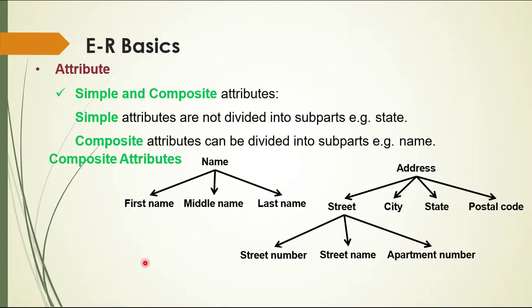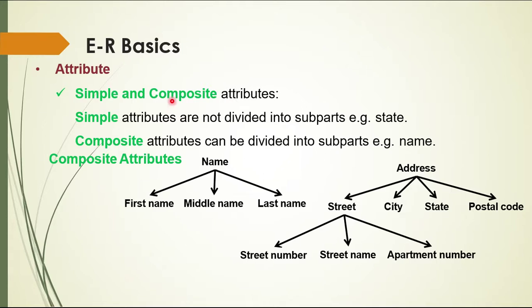First are simple and composite attributes. Simple attributes are not divided into subparts. For example, state is not divided into subparts, so state is an example of a simple attribute. Simply, the attributes which are not divided into subparts are known as simple attributes.